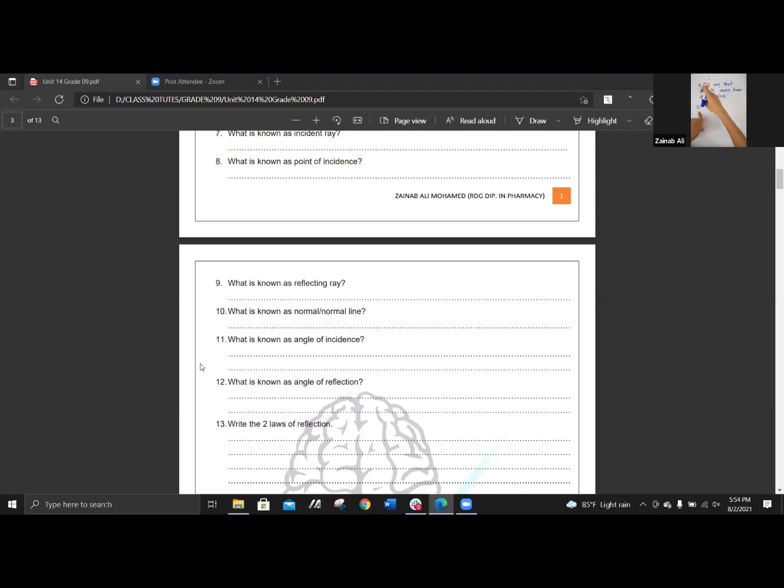Okay. So the 9th one is reflecting ray, the ray that reflects away from the surface. You call it as reflecting ray. Then the 10th one, what is known as angle of incidence? Yes, correct. They are asking the 10th one, what is normal. So yeah, Nuha Fahmi correct. Saida correct. Khairia correct. Zainab correct. Zakira correct.